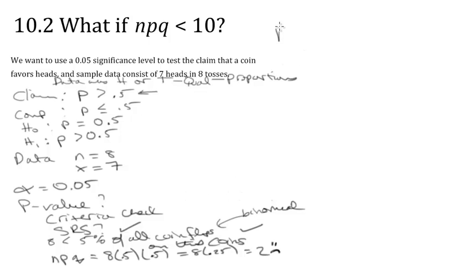So now my p-value, I have to go back to what's the definition of a p-value. The probability of getting the observed data, the probability of x being 7 or actually more, given that the true proportion of coin flips is 50%, because we're assuming that the null hypothesis is true. Why was it greater than?